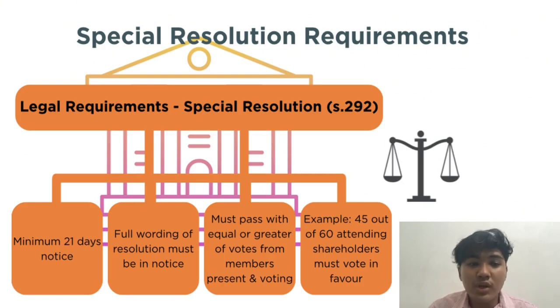Special resolution requirements. Under section 292 of the Companies Act 2016, the company must give at least 21 days' notice for a special resolution. The wording of the resolution must be clearly stated in the notice. The decision is binding if at least 75% of members present and voting agree. So, if XYZ has 100 shareholders and only 60 attend the meeting, at least 45 of them, which is 75%, must vote in favor for the special resolution to pass.